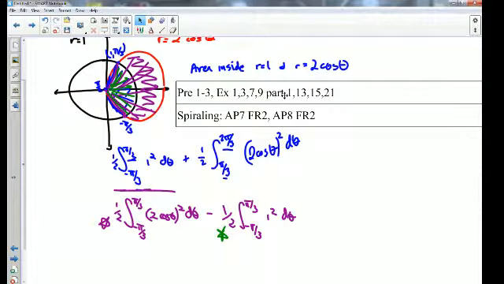9 part 1. Okay, notice these 3 responses are from chapter 7 and 8. They are BC questions.